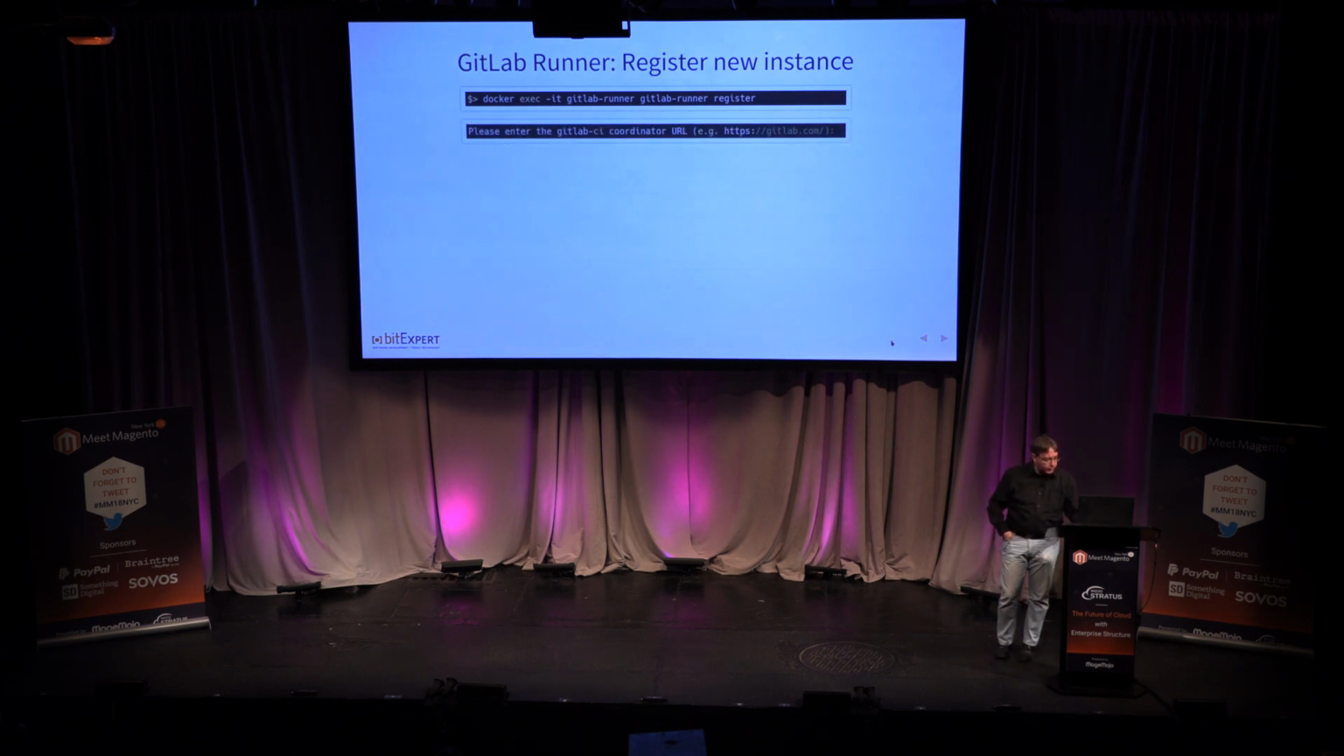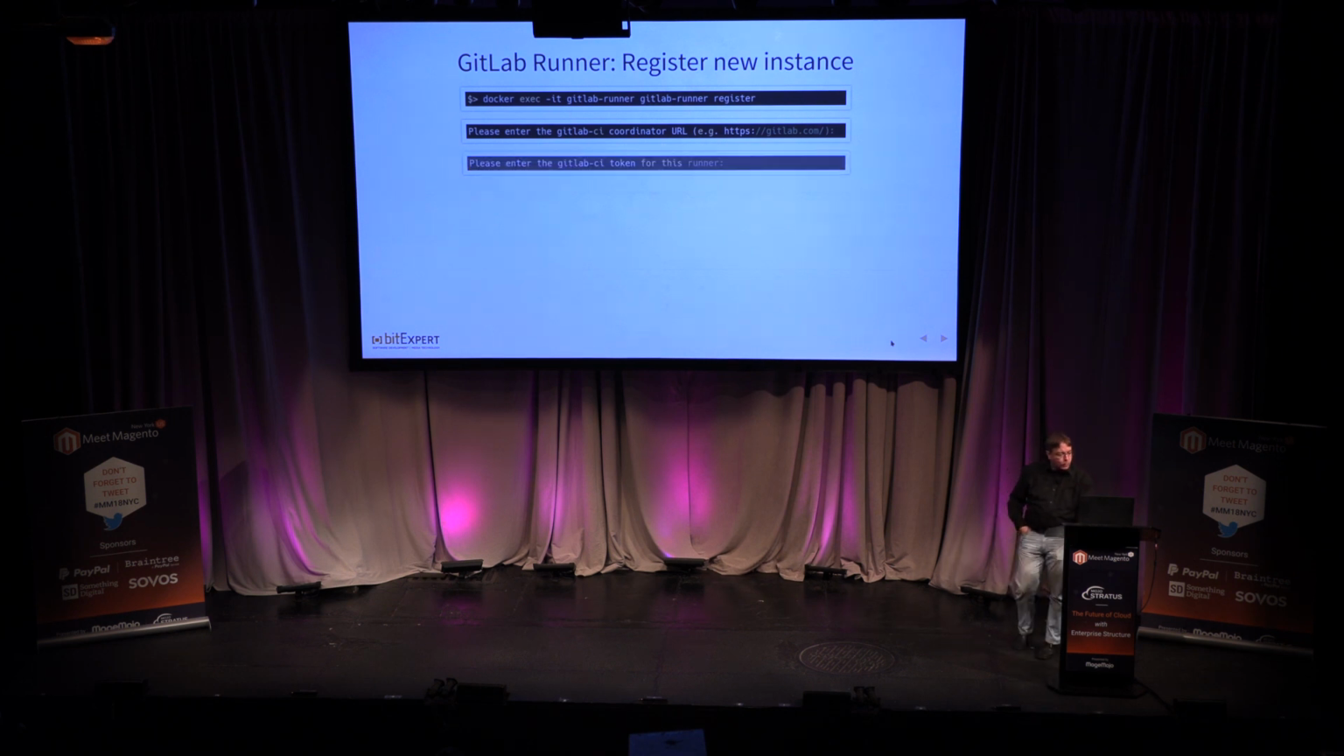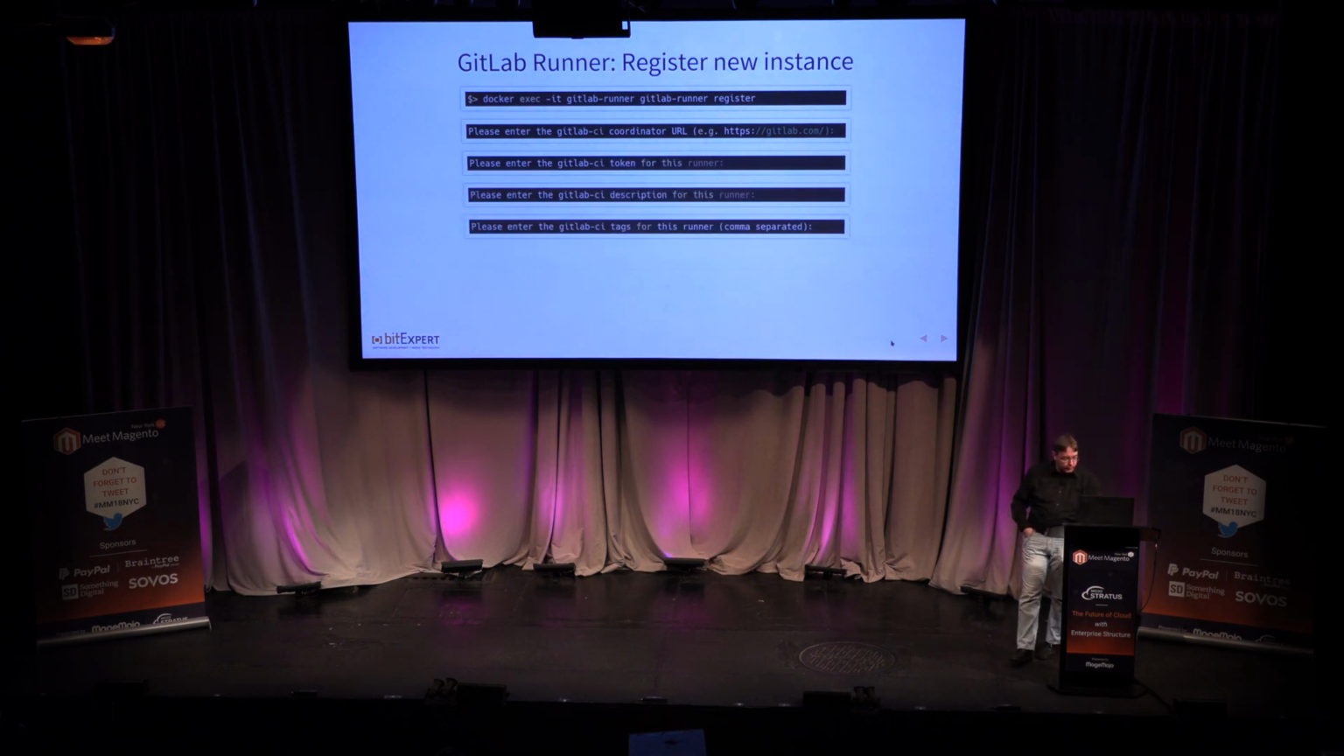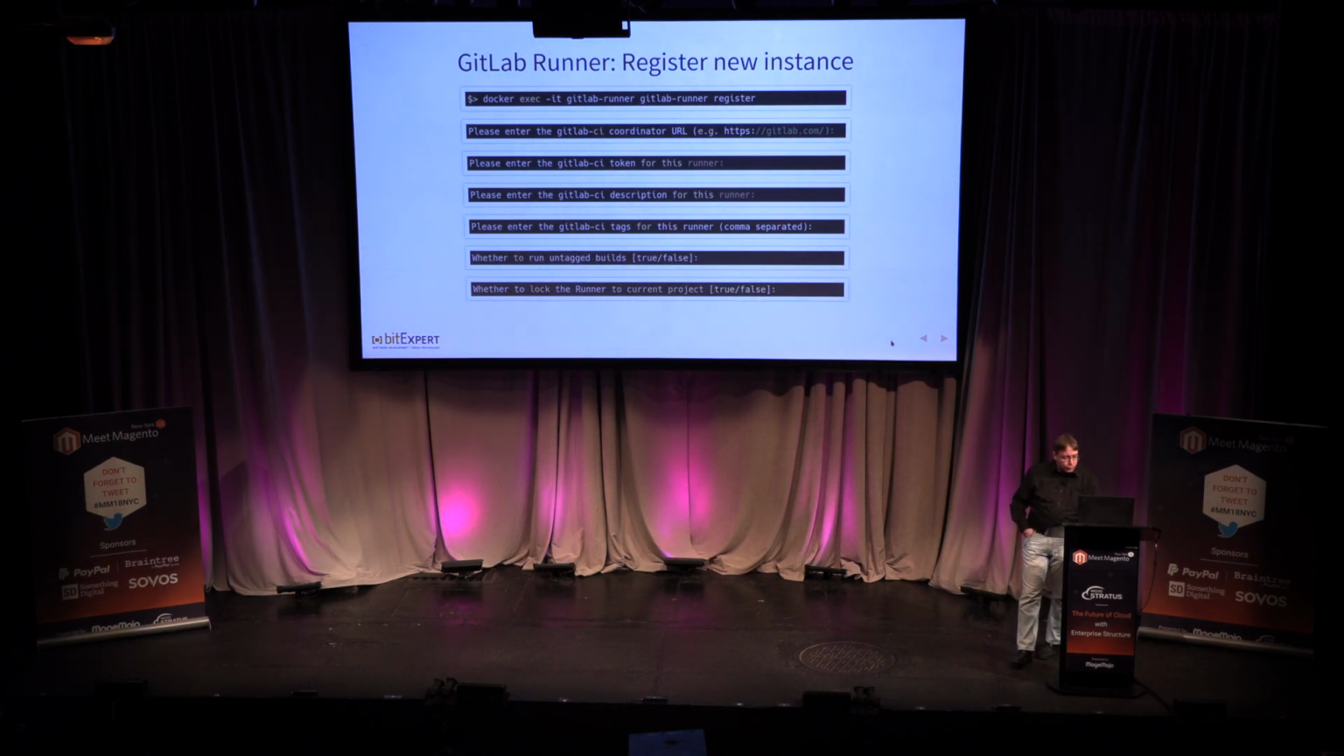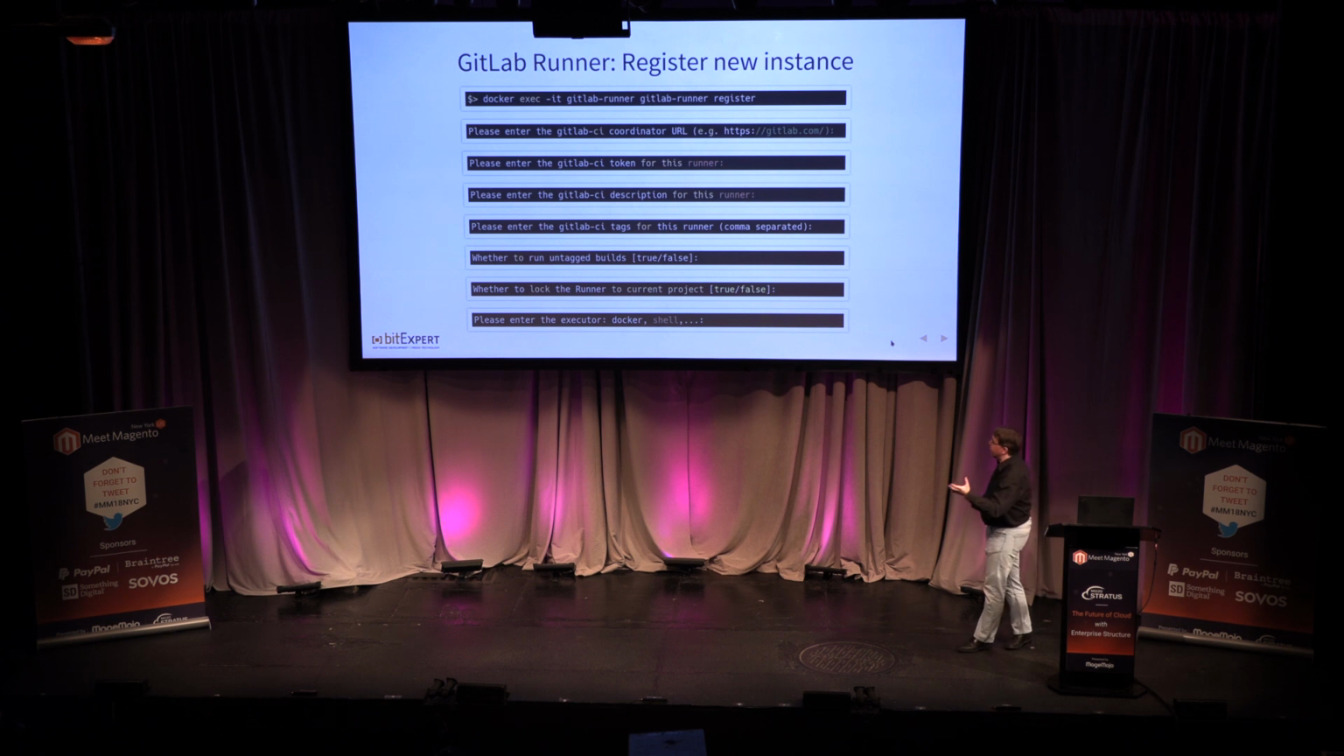It will ask you a bunch of questions like what's the GitLab URL, what's the CI token, what's the description, should we use tags? I'll cover that in a second. Should it run untagged builds? Should it be locked to one specific project in your GitLab instance? And then most importantly, you need to define the executor.